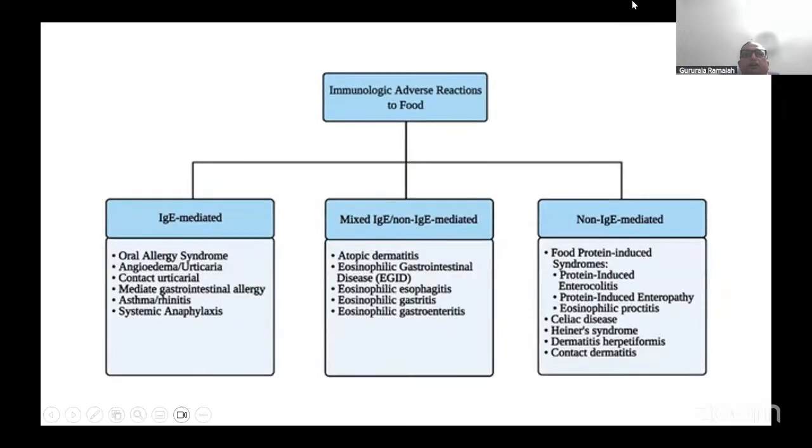So these are the immunological adverse reactions to food, which are commonly IgE mediated, non-IgE mediated, and mixed. IgE mediated we know very well: oral allergy syndrome, contact dermatitis, urticaria, angioedema, asthma, anaphylaxis. Non-IgE mediated, we have food protein induced enterocolitis syndrome, food protein induced allergic proctocolitis, celiac disease, food protein induced enteropathy, and Heiner syndrome. And mixed are eosinophilic gastrointestinal disorders.